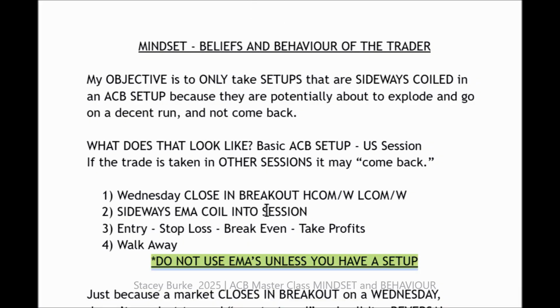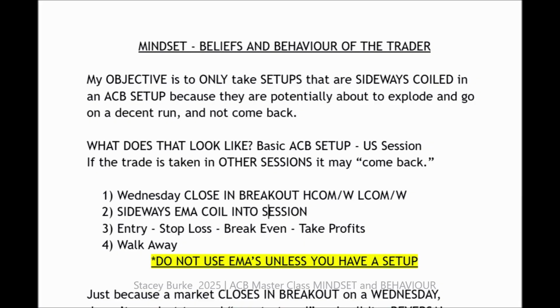So what I'm finding is traders are putting the EMAs on their chart, and then they're trying to trade that, and then the template isn't set up as a well-engineered ACB or session trade template, and because of that, they're getting chopped up.